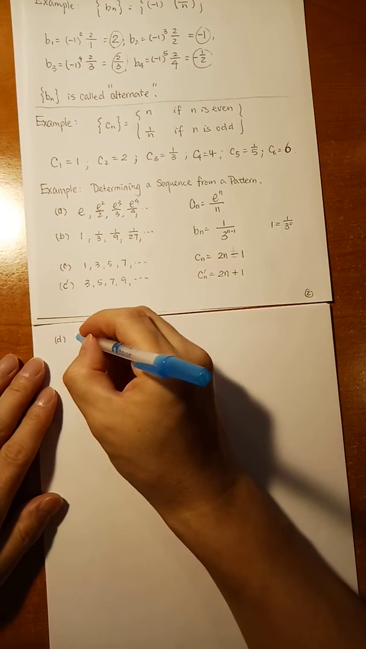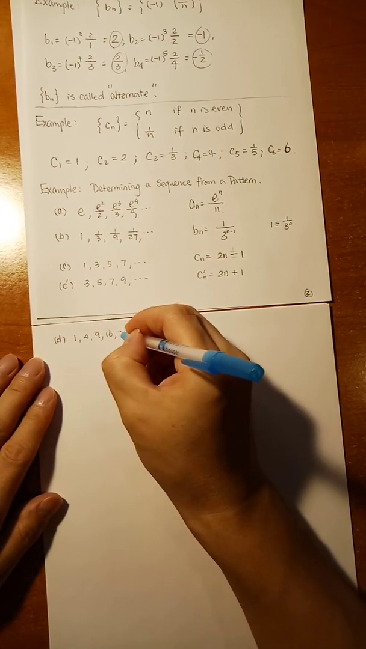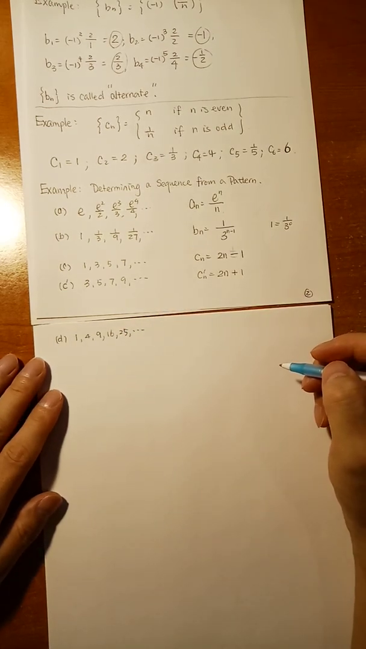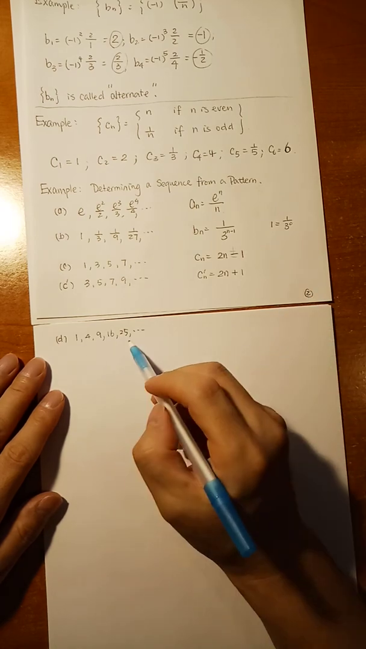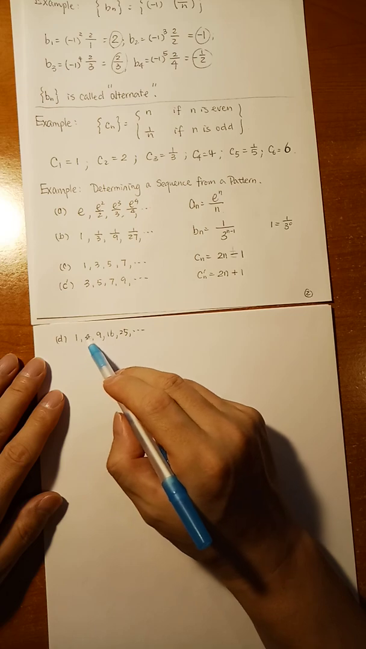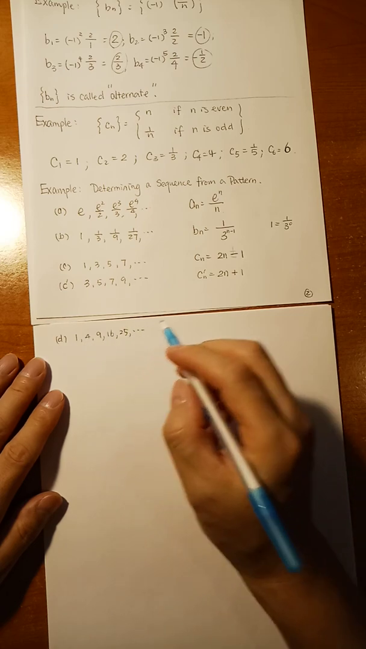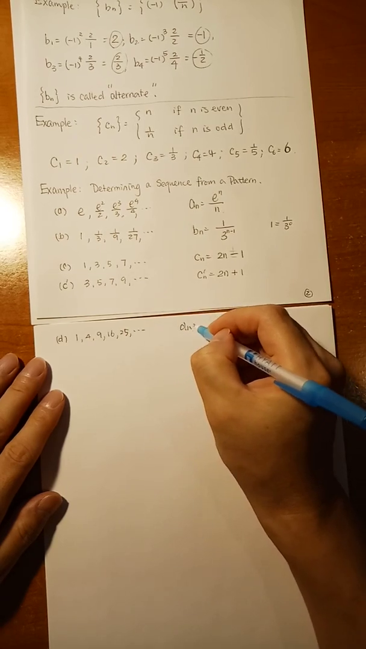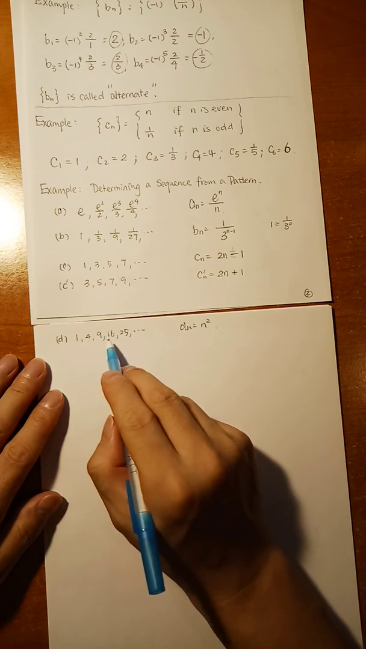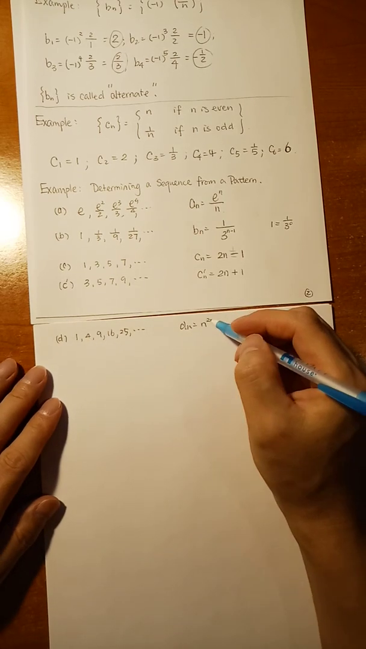Exercise d: 1, 4, 9, 16, 25. Well, what is the pattern of those numbers? 1, 4, 9, 16, 25. It is 1 squared, 2 squared, 3 squared, 4 squared, 5 squared. It's a perfect square. So you get d sub n equal to n squared. This is the first integer squared, second integer squared, third, fourth, fifth integer squared. So it's exactly n squared.